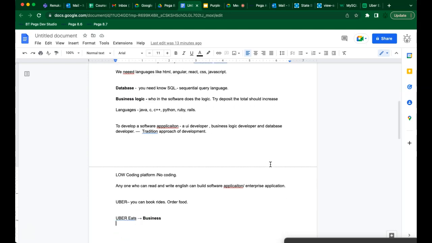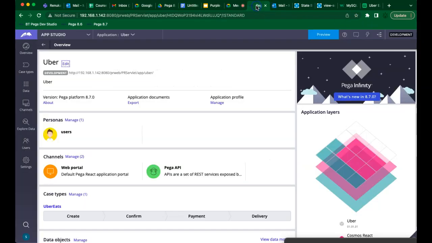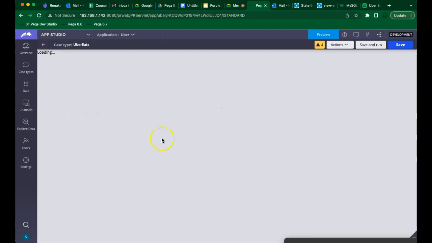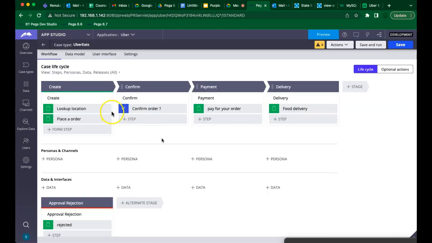A platform where you don't have to do coding. Of whatever we did here, the way we described the steps here, did we use any of the coding languages to write any of these steps for Uber Eats? Right? We didn't use any of that. And we exactly depicted the steps which are necessary to book an order, right?